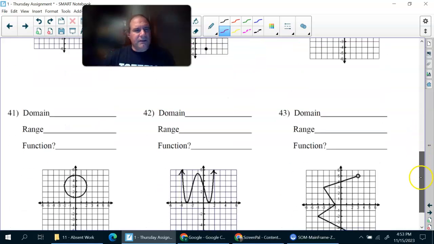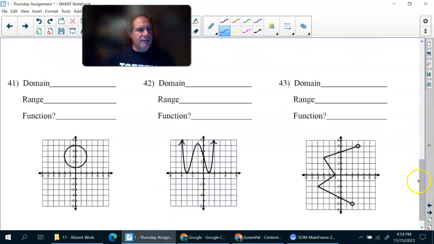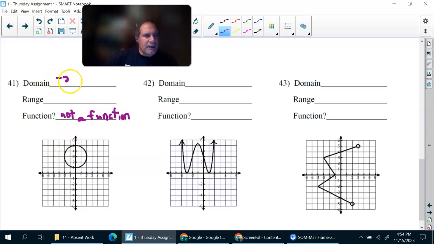That is number 40. All right, so 41, we're just going to take a look. This is not a function. It crosses twice, the vertical line test. So we're just going to go to the leftmost part of the graph on the x-axis. This is -2. And we're going to put a bracket because it touches that -2. And then the rightmost part of the graph is 2. And we're going to put a bracket because it touches that part. Then we're going to go to the lowest part of the graph, which is 1, and it touches that part, so we're going to put a bracket, and then the highest point of the graph is 5, and that is the range.